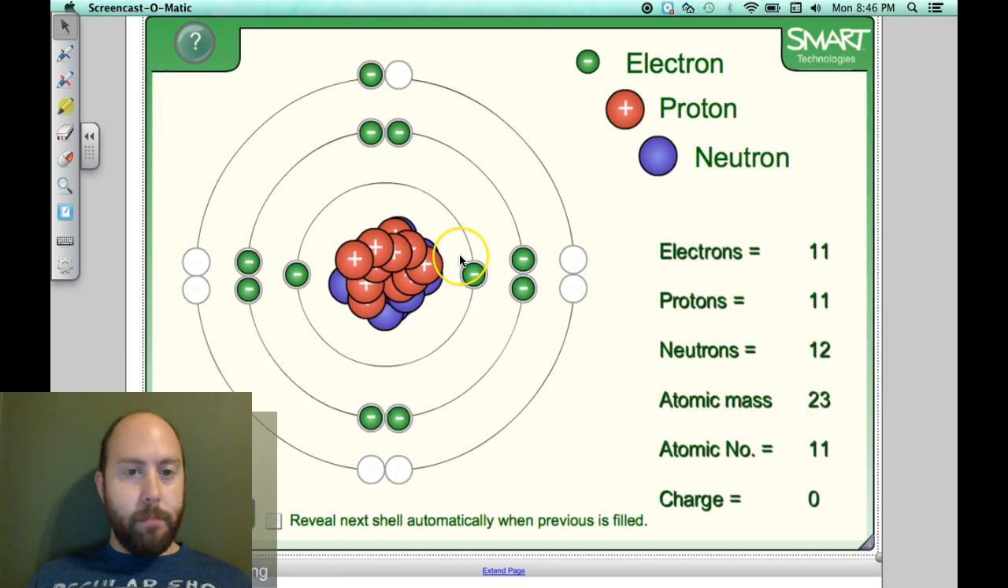Here I have a sodium. I know it's sodium because it has 11 protons. I have 12 neutrons, so the mass number is 23, so this is your typical sodium, and it's neutral. How do I know it's neutral? Because look at the charge, it's 0, and you can tell because it has 11 electrons, 11 protons. But this is not stable.